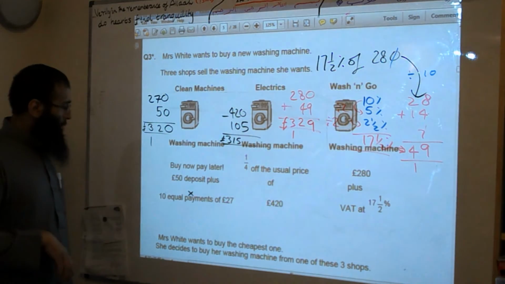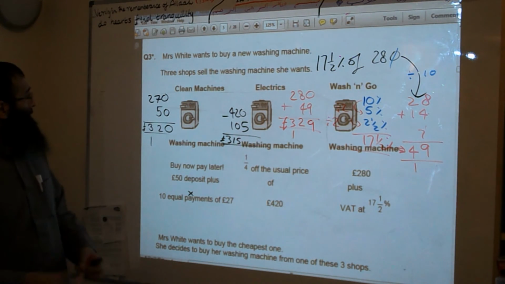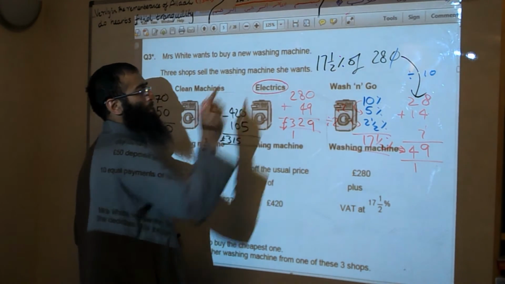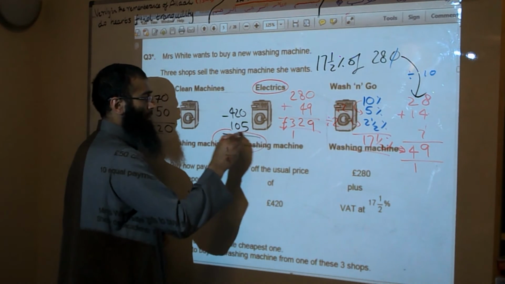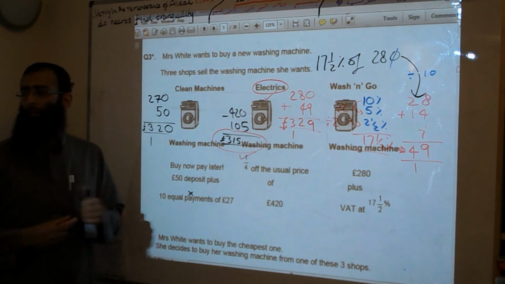Okay. Mrs. White wants to buy the cheapest one. So where does she buy it from? She buys it from Electrics, and the cost is... That's the answer that you get right at the end.